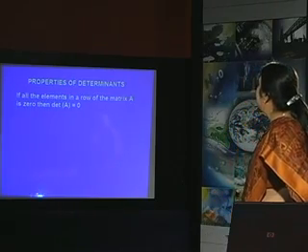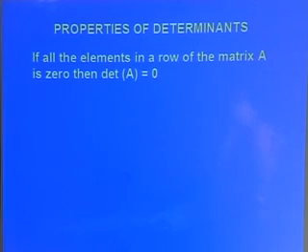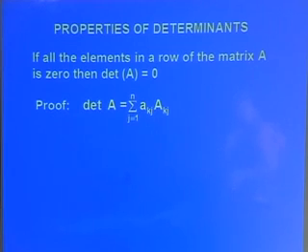If all the elements in a row of the matrix A are 0, then determinant A is 0. First, let me give you the proof of this. Determinant A, as I told you, can be written as the summation over j equal to 1 to n of a_kj times A_kj. This A_kj is the cofactor of a_kj.